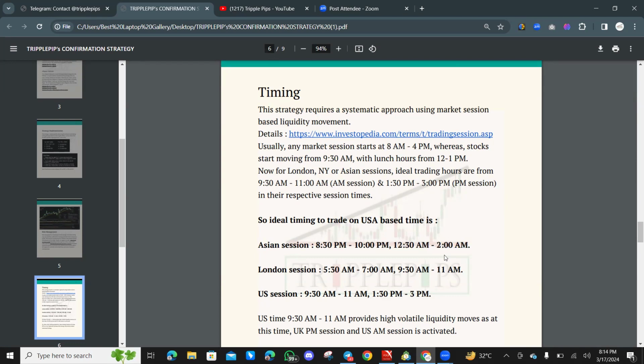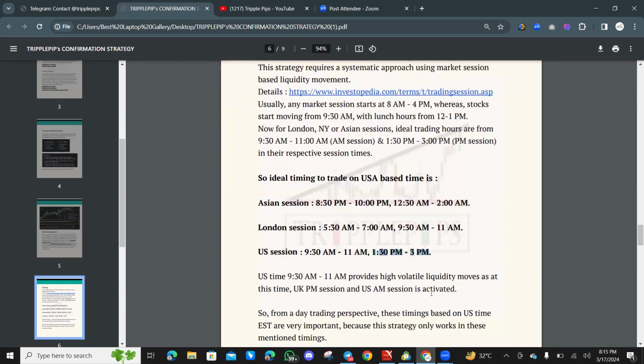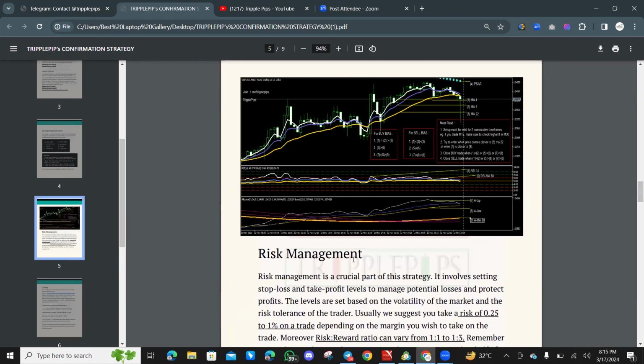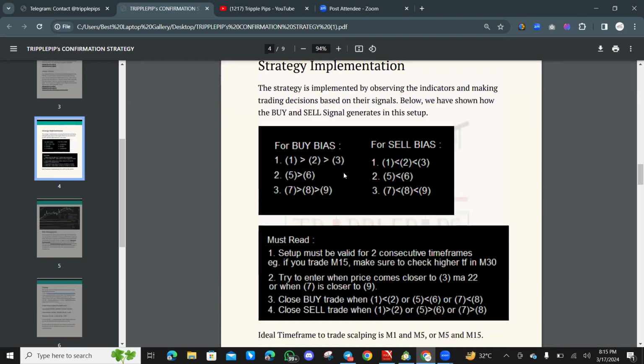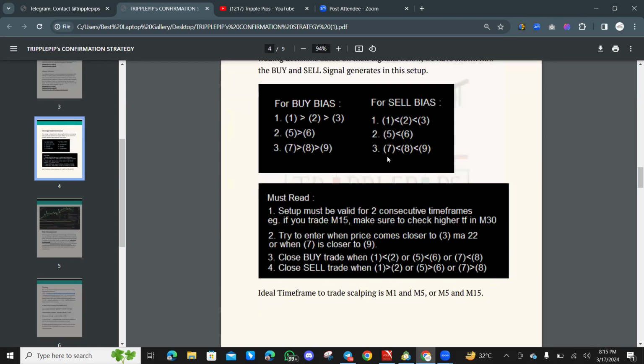Now, if you want to trade on the London AM session from the USA time zone, it could be 5:30 a.m. to 7 a.m. And then the London PM session could be from 9:30 a.m. to 11 a.m. It also collides with the US AM session, which runs from 9:30 a.m. to 11 a.m., and then 1:30 p.m. to 3 p.m.